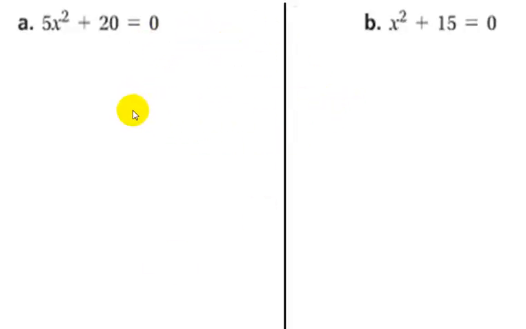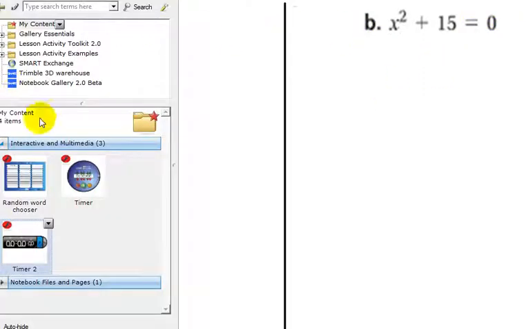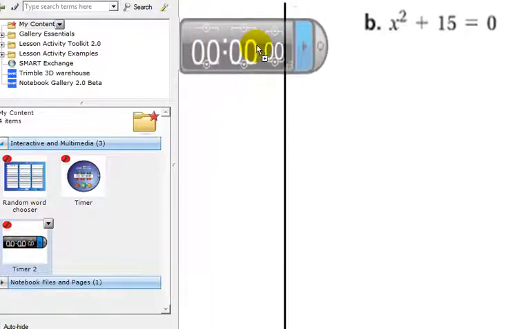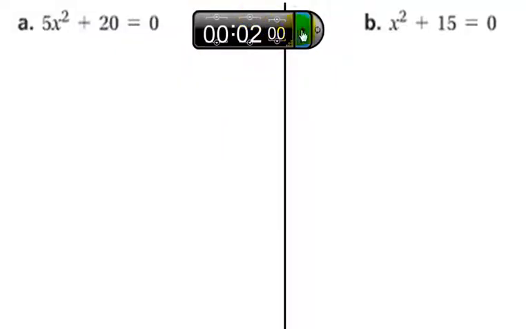So now I would like for you to take 2 minutes and work these 2 problems. On your whiteboards and go.